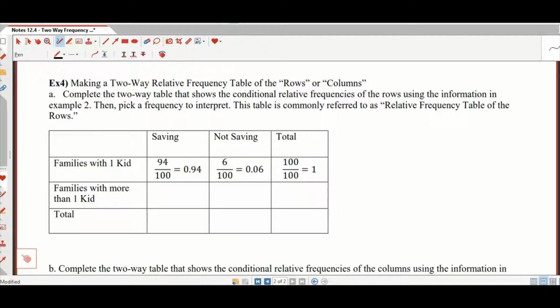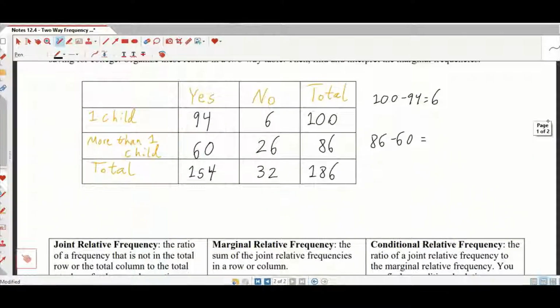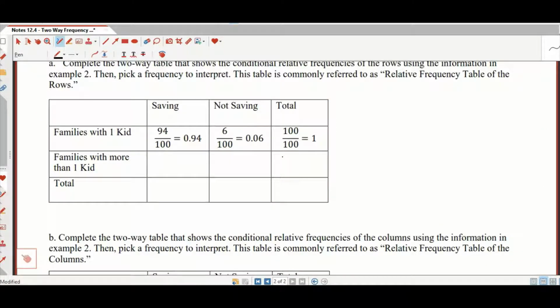So let's see here. 94 out of the 100 parents with one kid were saving. 6 out of the 100 parents with one kid were not saving, and then 100 out of the 100 parents that we talked to with one kid were parents with one kid. So the families with more than one kid, that was 60, 26, and 86. So the total is the 86 out of the 86 parents we spoke to with more than one kid.